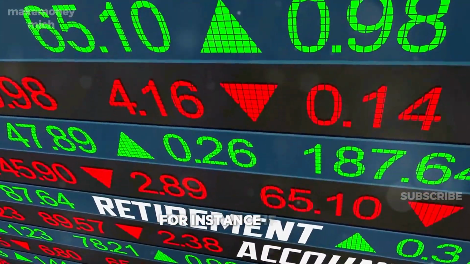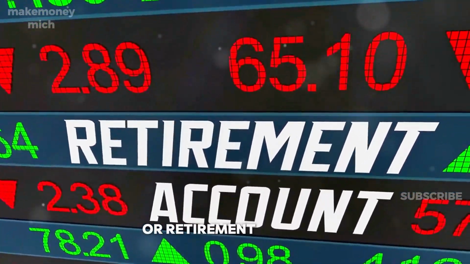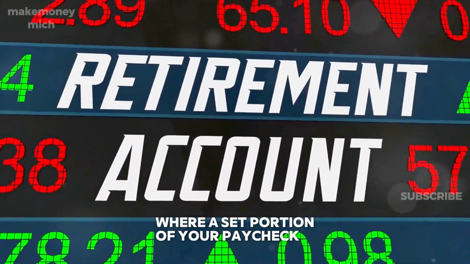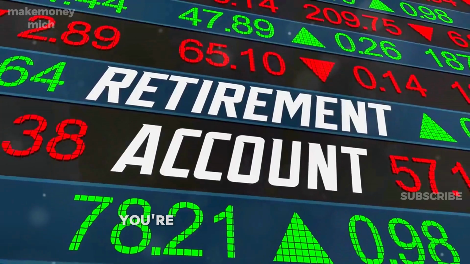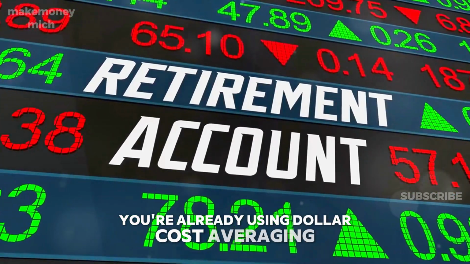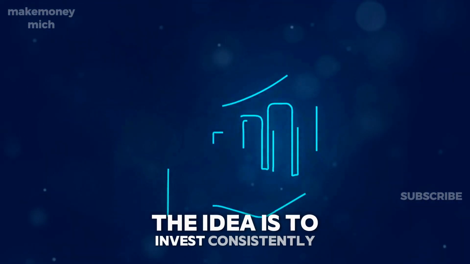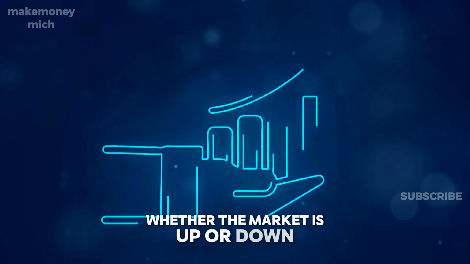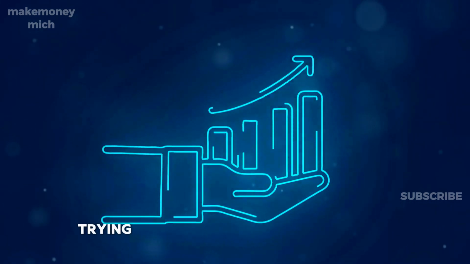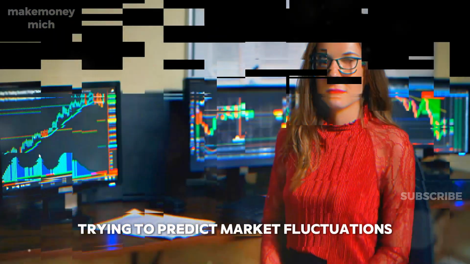For instance, if you have a 401k or retirement account where a set portion of your paycheck is automatically invested, you're already using dollar-cost averaging. The idea is to invest consistently, whether the market is up or down, so you don't have to worry about trying to predict market fluctuations.